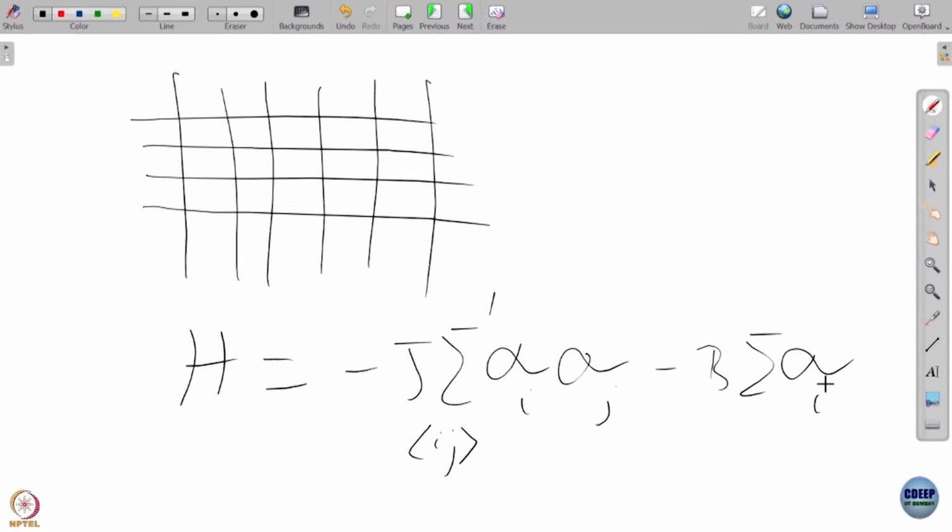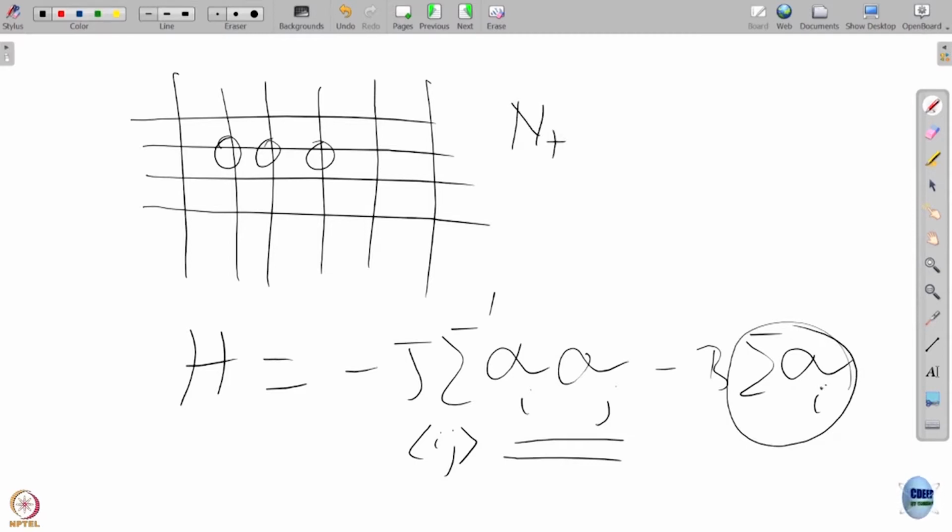So what does this term depend on? Since the nearest neighbors, it depends on how many of my spins are parallel, how many of my spins are anti-parallel. So now I introduce the following things: number of spins which are up and down. I have number of spins up, one variable n plus. I have number of spins down, one variable n minus.